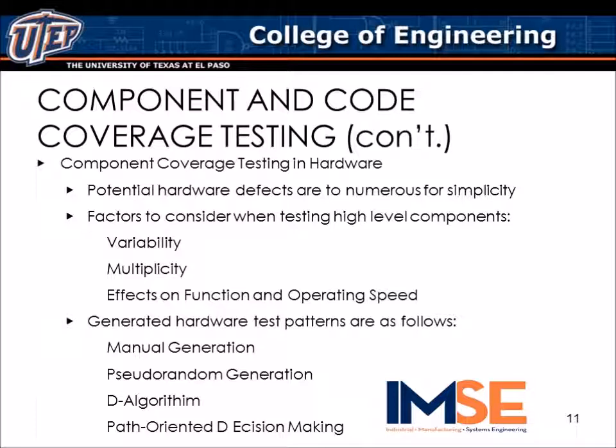Generated hardware test patterns are as follows. Manual generation, which consists of a simulated model to verify fault detection. Pseudo-random generation, which uses test patterns that are randomly generated to explore outputs. D-algorithm, which are optimal solutions composed in a sequential manner. And path-oriented decision making, which is an improved version of D-algorithm that grows with complexity.